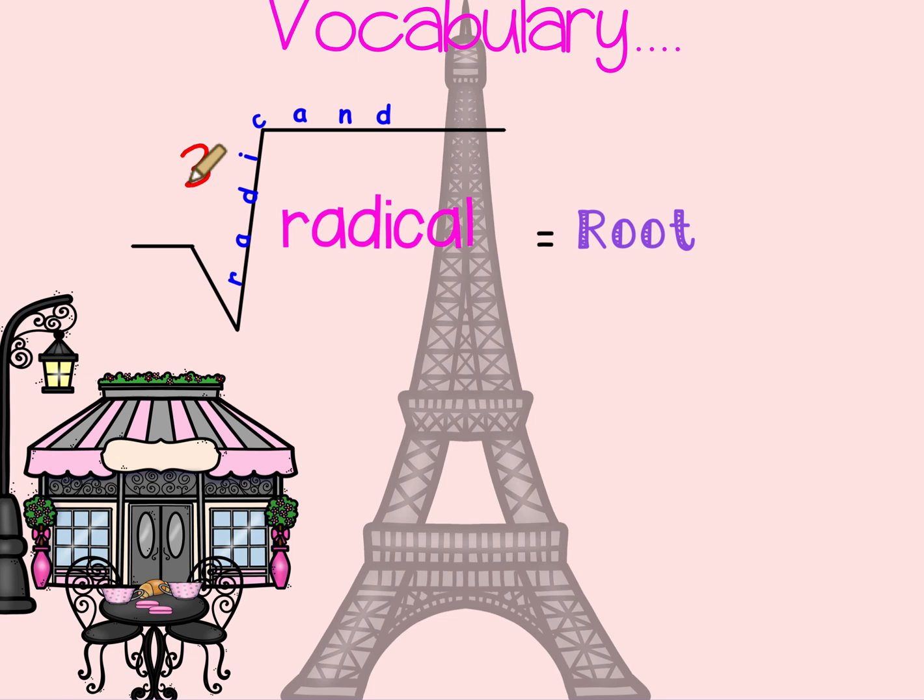If it has a little 3, for example, it's a cube root. It might have a 4 for a fourth root, but without a number there at all, it's understood to be a square root. The number underneath it is called a radicand, and the answer is called a root.